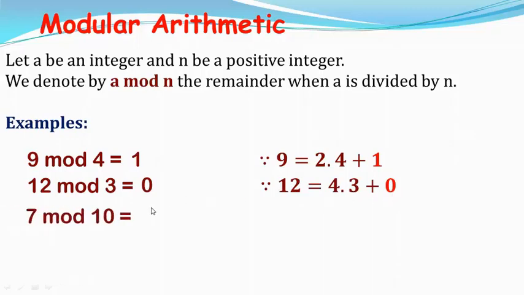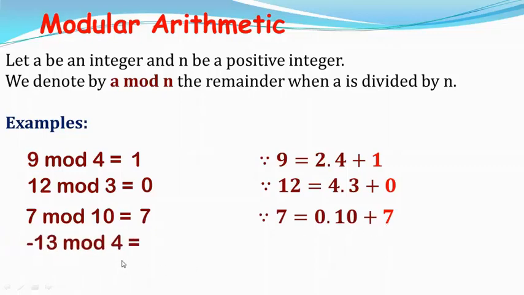7 mod 10 is equal to 7 because 7 is equal to 0 into 10 plus 7. And minus 13 mod 4 is equal to 3 because we write minus 13 as minus 4 into 4 plus 3. So here the remainder is always positive.